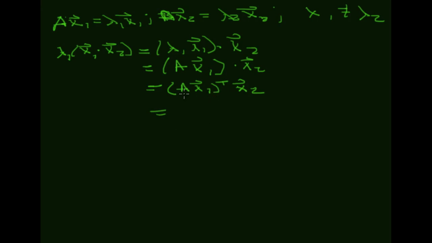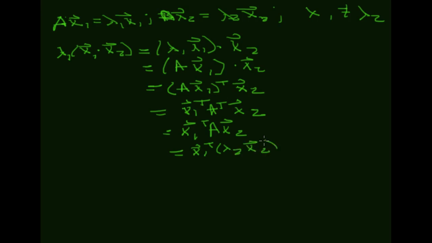Okay, so if I take the transpose of a product, that is going to be x1 transpose A transpose x2. That's by property, right? Since this is a symmetric matrix, I get x1 transpose times A x2. Okay, that there is a dot product, right? Now we can just take this back to lambdas here. So this is going to be x1 transpose times lambda 2 times x2, right?